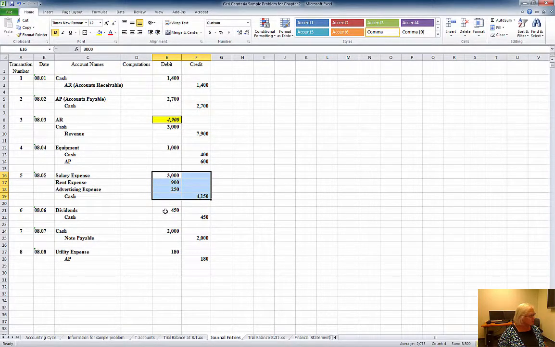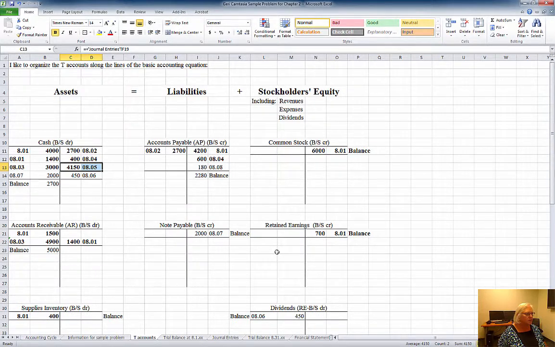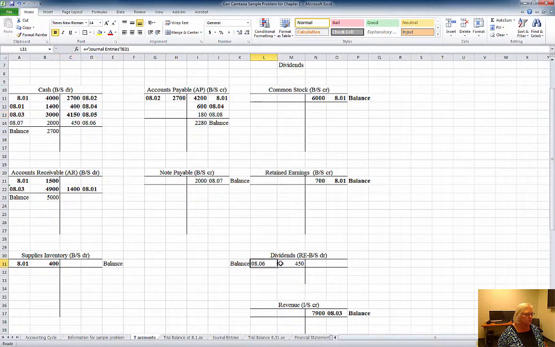On August 6th, dividends are debited for $450 and cash is credited $450. So dividends is going to reduce our equity up here. Debit dividends $450, credit cash $450.